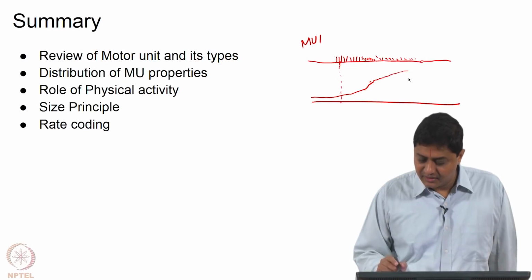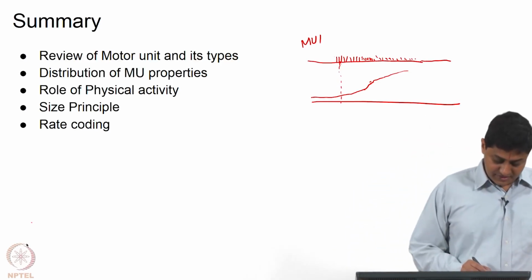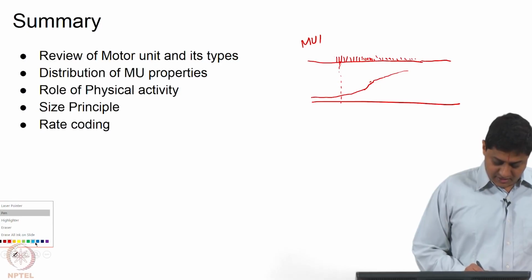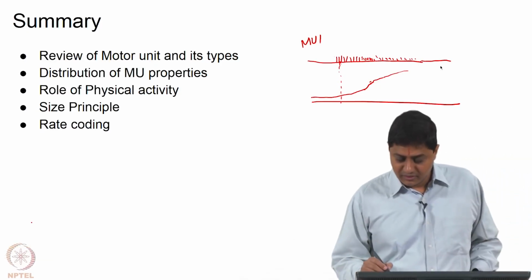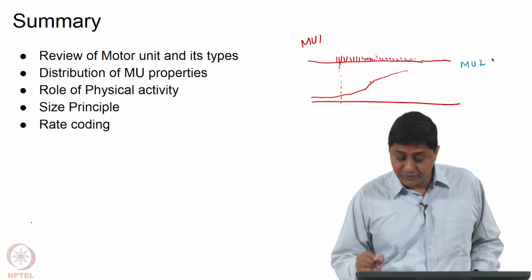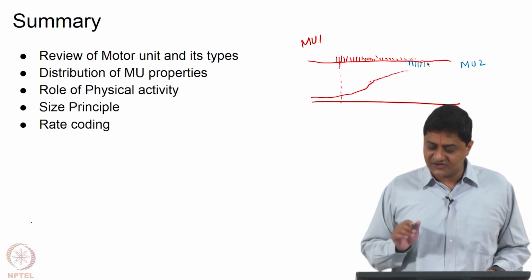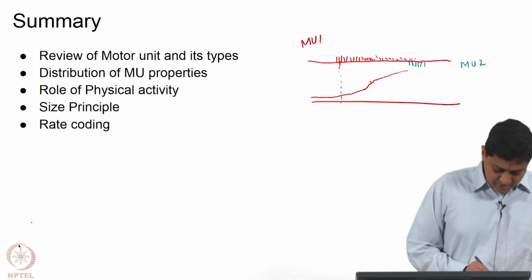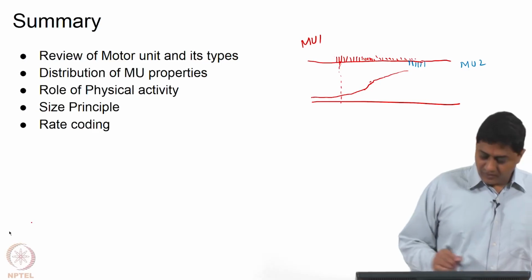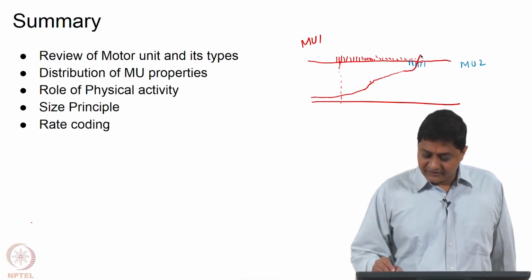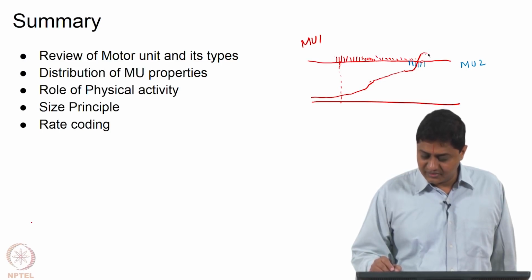Then let us say another motor unit comes into the picture, which I am going to call motor unit 2, and it starts firing at around that point, at a sustained frequency. What will happen is the force increases suddenly, for example, and then when this unit is de-recruited, there is a decrease in force.